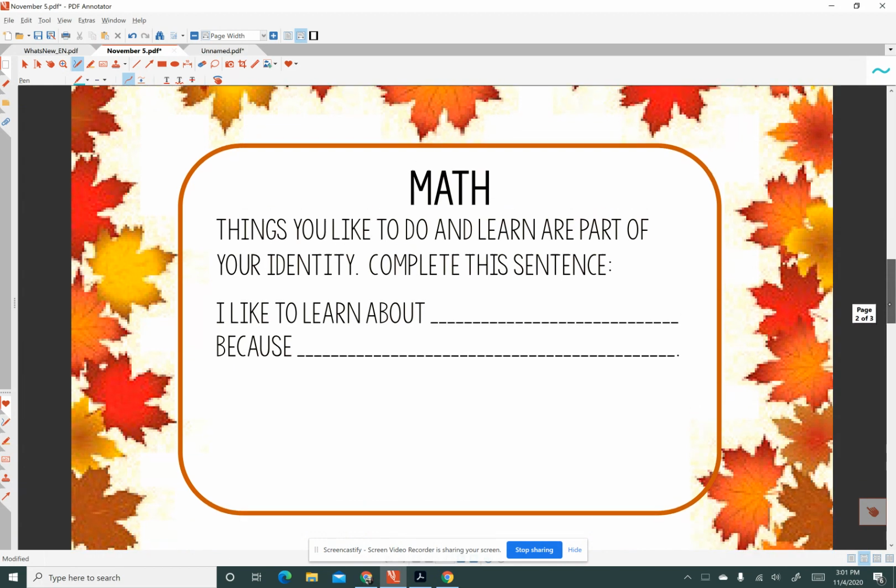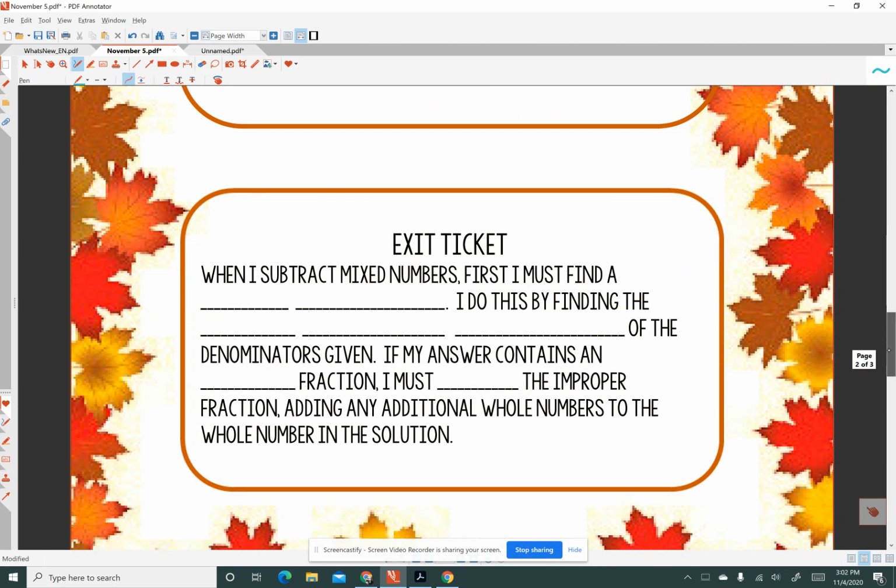Well, here's our Do Now. Our Do Now asks about identity. It says, things you like to do and learn are part of your identity. Complete this sentence. I like to learn about blank because blank. Maybe you like to learn about animals because you like having pets. Maybe you like to learn about new authors because you like to read. Or maybe you like to learn about new kinds of music because you like to play music or because you like to dance. But that's all part of your identity. So think about that carefully and spend a minute completing that. And then here is our exit that we will get back to later.